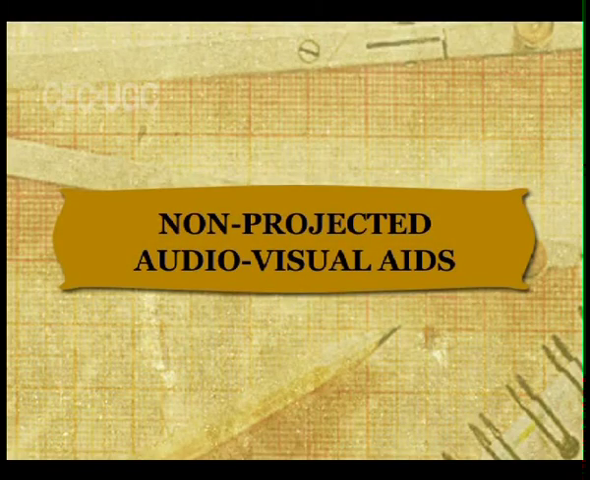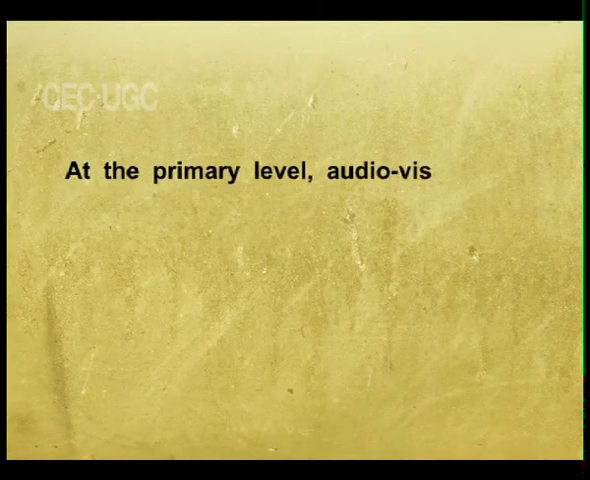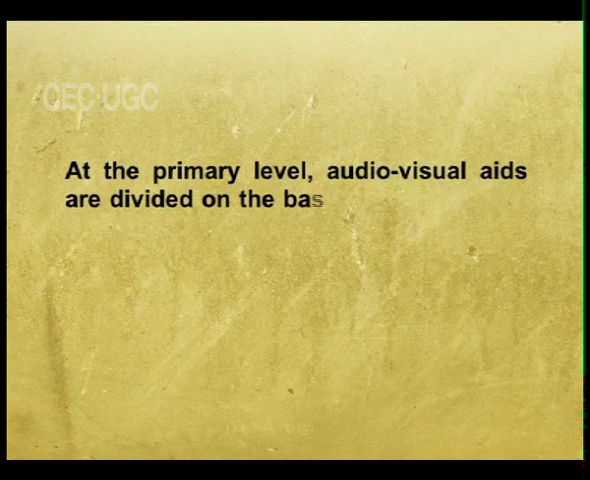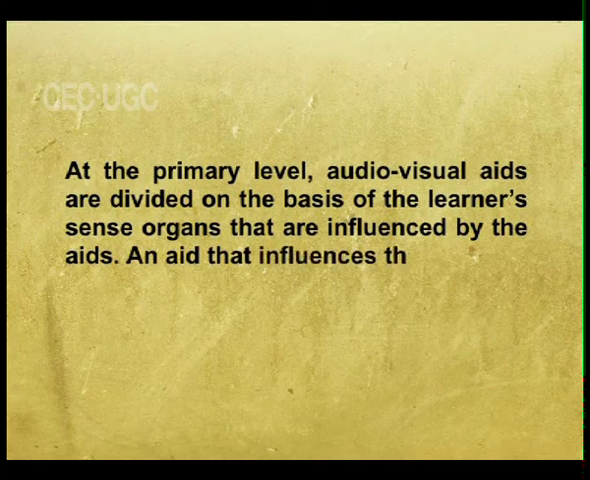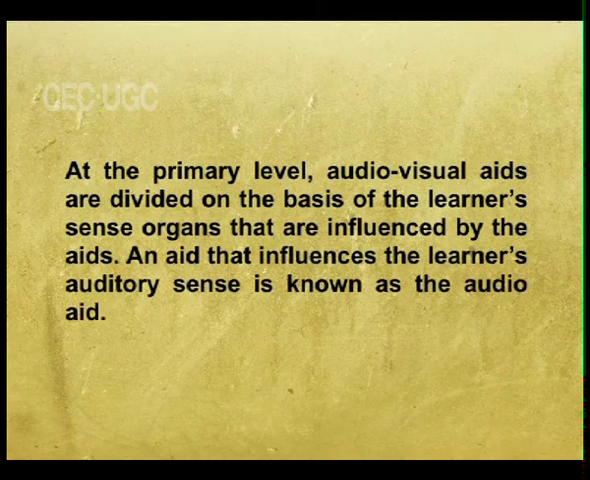Now, let us see about the non-projected audiovisual aids. There are various types of audiovisual aids, that is traditional as well as modern aids. At the primary level, audiovisual aids are divided on the basis of the learner's sense organs that are influenced by the aids. An aid that influences the learner's auditory sense is known as an audio aid.